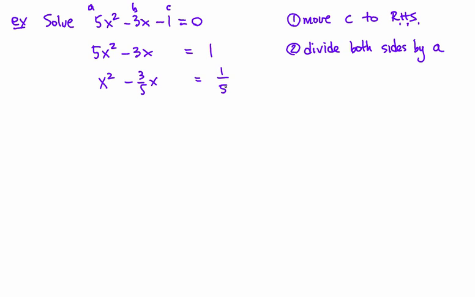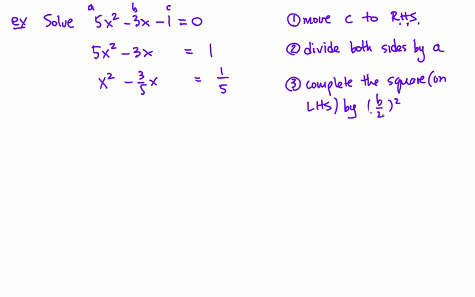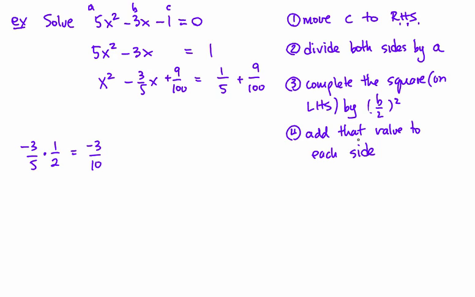Okay, now I complete the square, and completing the square requires you to take half of the b value, and then you need to square that, and that will give me 9 over 100. But I can't just randomly add 9 over 100 to one side. The equation won't be equal. It won't be balanced, so I would also have to add 9 over 100 to the other side. So for step 4, I added that value to each side. This completes the square on the left-hand side and gives us x minus 3 over 10 all squared.